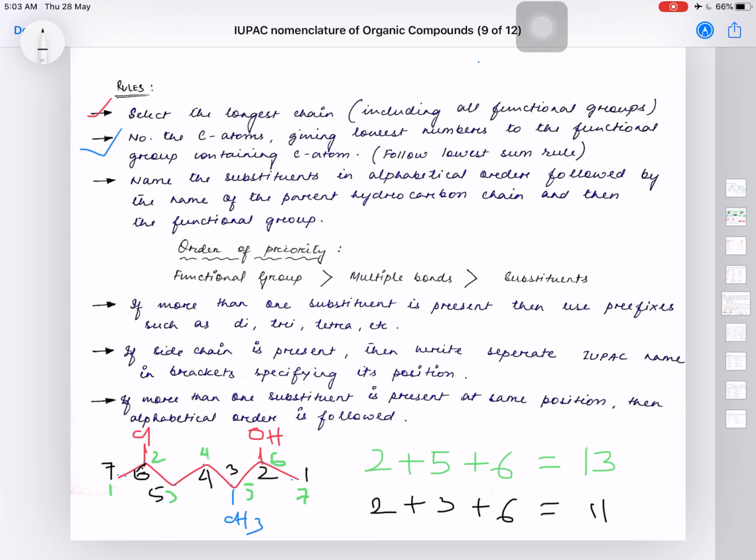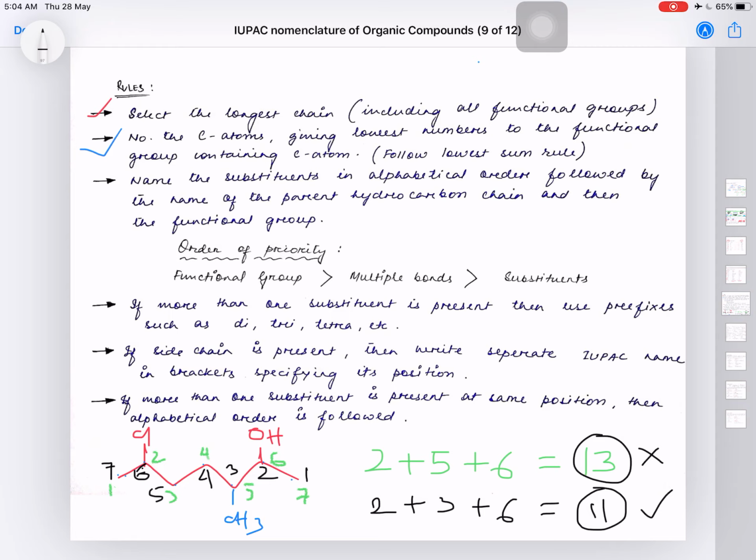So you see, this is called your least sum rule, means lowest sum rule. Whenever you get this type of organic compounds, you just sum up the positions of the substituents and functional group, and whichever you get the lowest number, you take that one. The highest number will be the wrong one. Means we have to number the longest chain in such a way that the functional groups or substituents or multiple bonds get the least possible number. This is our second rule.